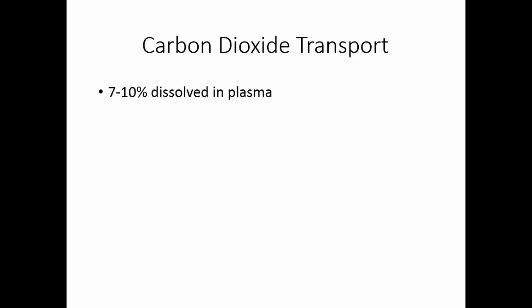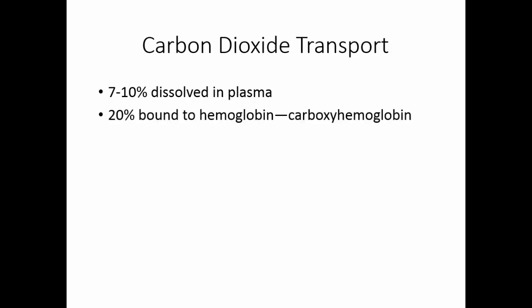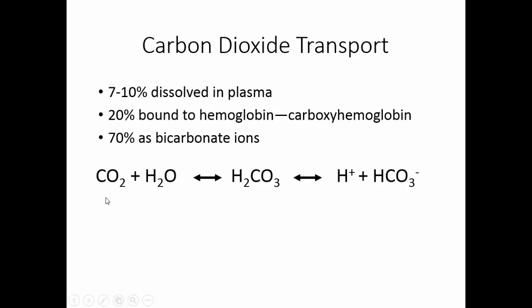It's more soluble, so 7 to 10% travels dissolved in the plasma. About 20% of it will bind to hemoglobin as carboxyhemoglobin. The other 70% travels in the blood as bicarbonate ions. This reaction is the carbonic acid reaction. Carbonic acid is a relatively weak acid. It's made from carbon dioxide and water, and it will dissociate weakly into hydrogen ions and bicarbonate ions.